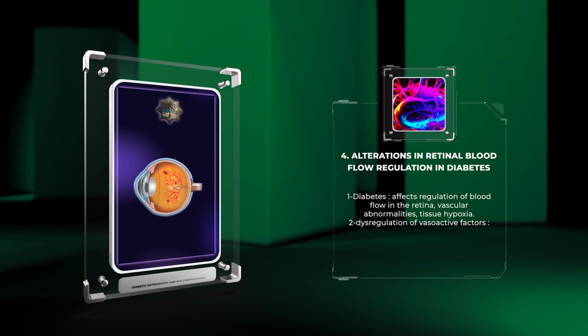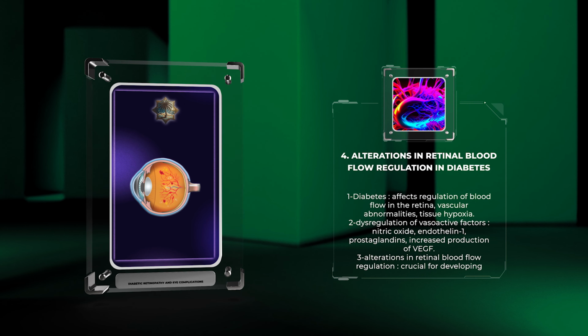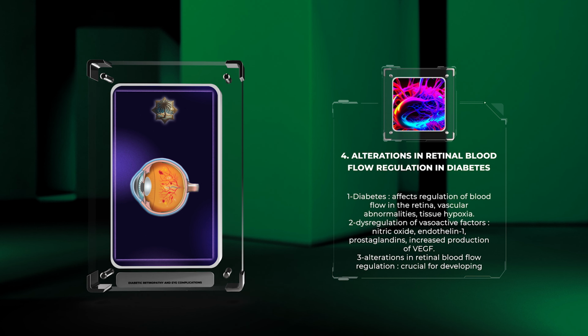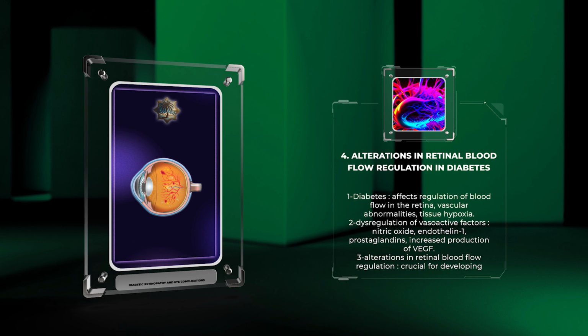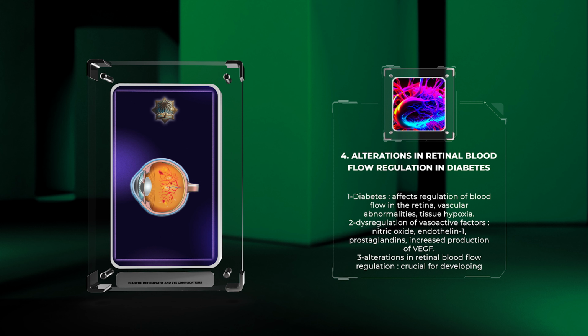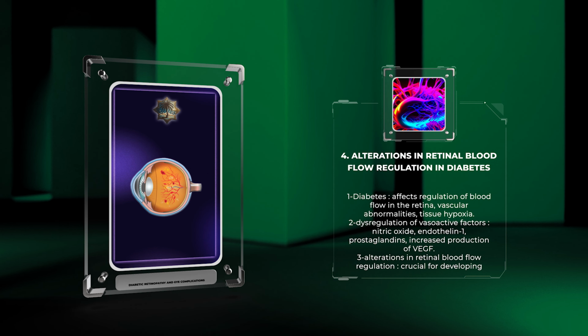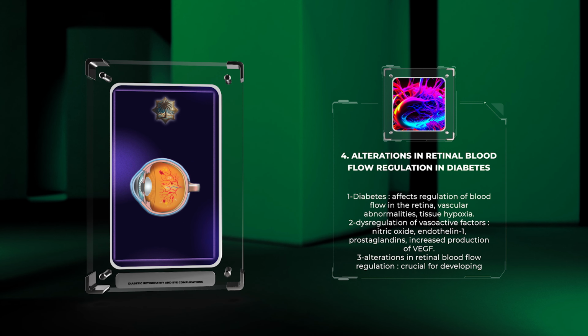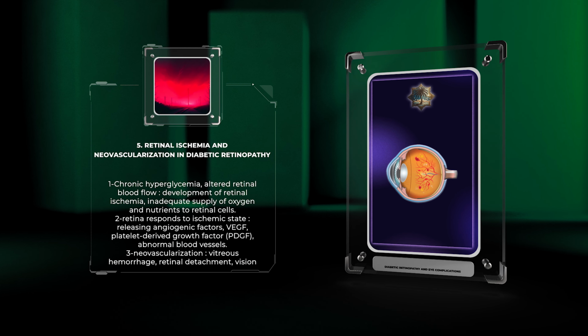Diabetes affects the regulation of blood flow in the retina, leading to vascular abnormalities and tissue hypoxia. The dysregulation of vasoactive factors, such as nitric oxide, endothelin-1, and prostaglandins, in combination with the increased production of VEGF, contributes to vasoconstriction, vascular leakage, and the subsequent formation of new blood vessels. Understanding these alterations in retinal blood flow regulation is crucial for developing interventions to prevent or arrest the development of diabetic retinopathy.